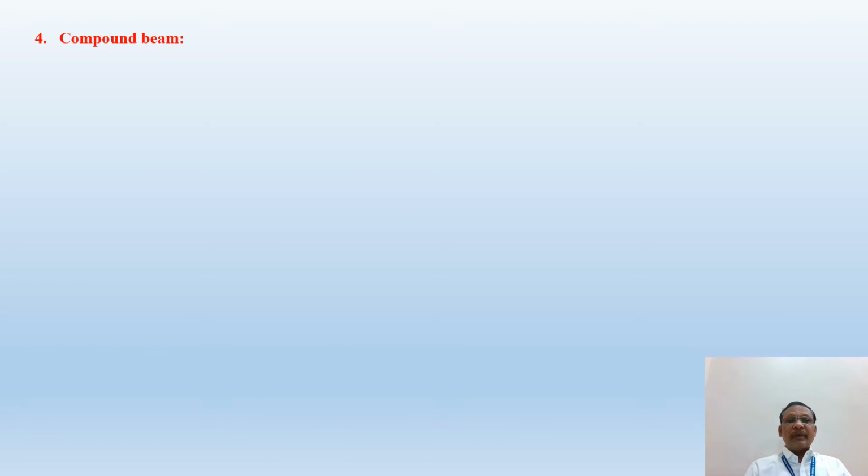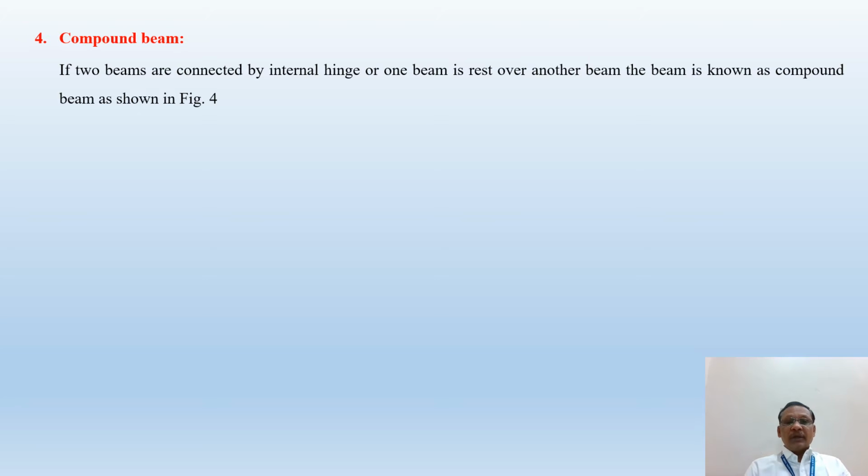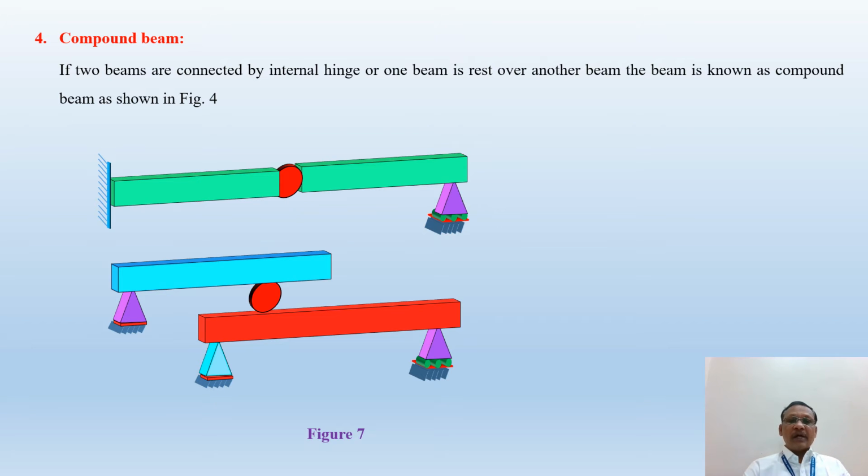The next type of beam is the compound beam. So what do you mean by compound beam? Here I have shown the diagram of the compound beam. If two beams are connected by an internal hinge, so this is the internal hinge. Let us consider this is the A part of the beam and this is the B part of the beam. So A and B are different beams, connected by the internal hinge. Then that beam is also known as a compound beam or composite beam.